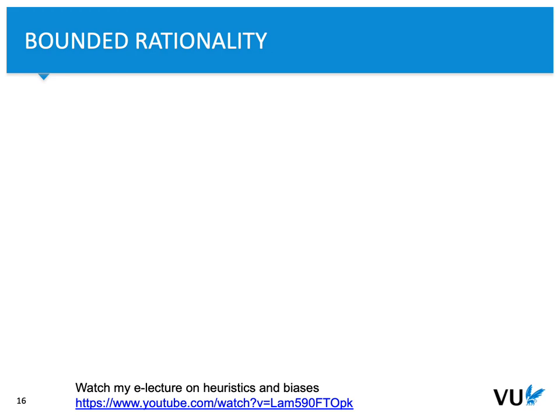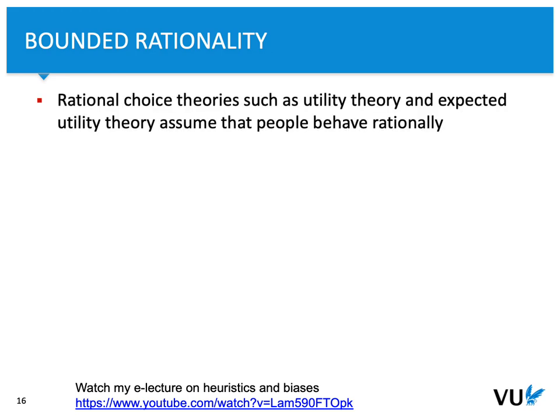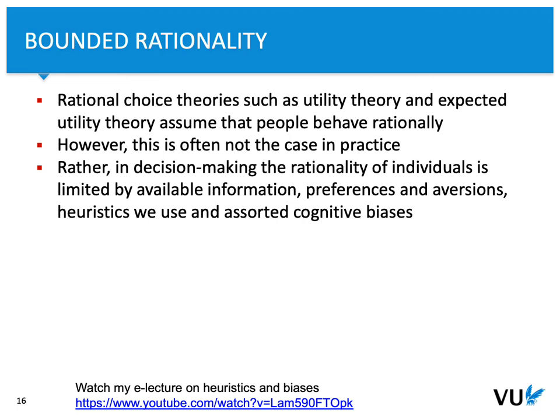Let's summarize. Of course, people do not always behave in the way that is predicted or can be concluded based on utility theory or expected utility theory. Very often, people deviate from rationality. People make decisions based on limited information, based on specific, sometimes twisted preferences, aversions. We apply heuristics, and also we are prone to specific cognitive biases.